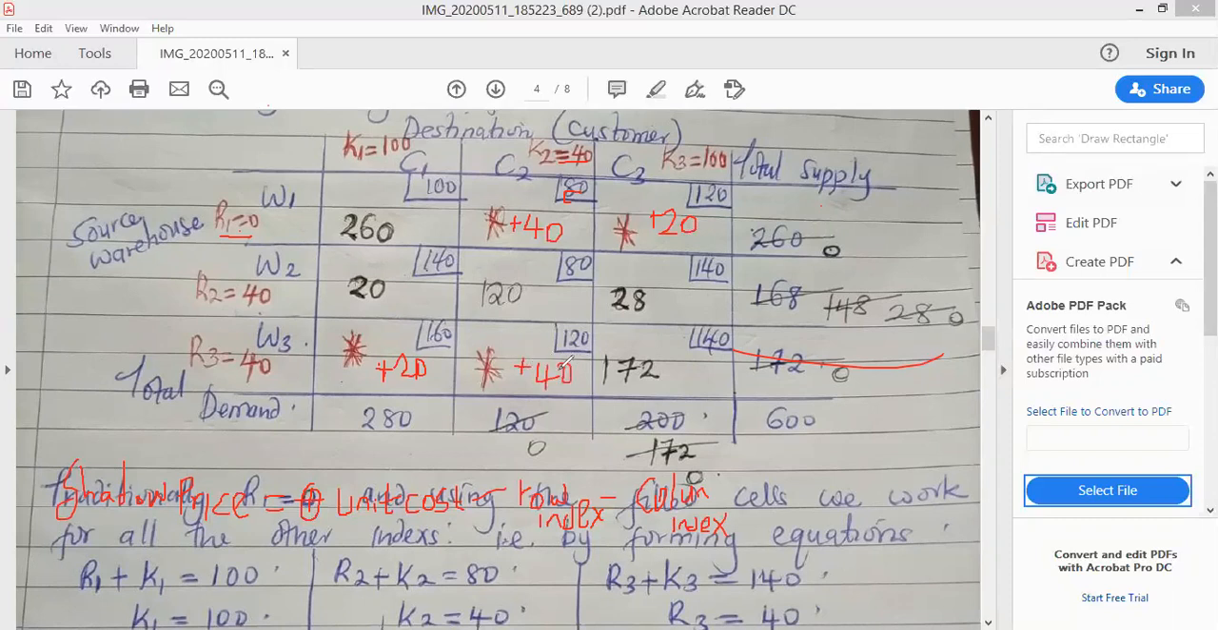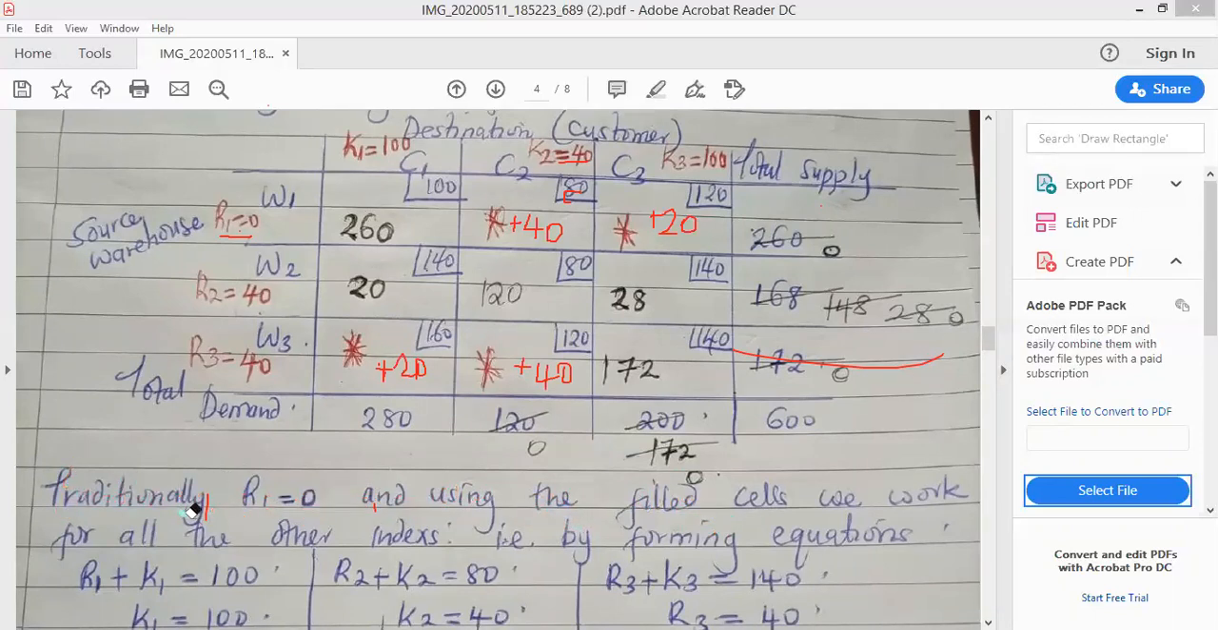Which means since all the shadow prices are positive, the shadow price of positive 40, positive 20, positive 20, and positive 40 in the 4 empty cells, then our solution is actually optimal. Our solution is optimal when we find all the shadow prices to be positive.